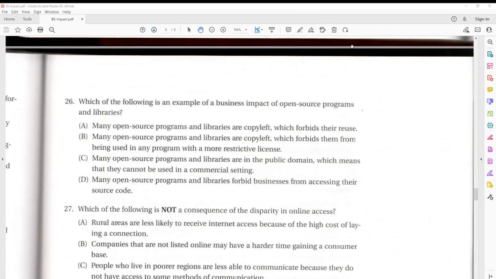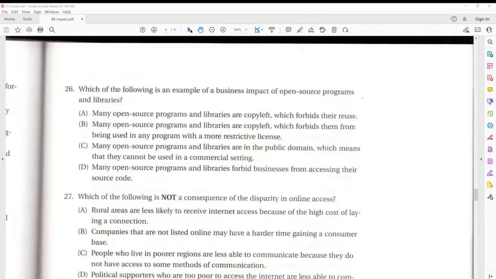Number 26, which is the following example of business impact on open source library? Open source library is free. It can be used by anybody. Open source copyleft forbids them from being used under a more restricted license. Number 26, B.